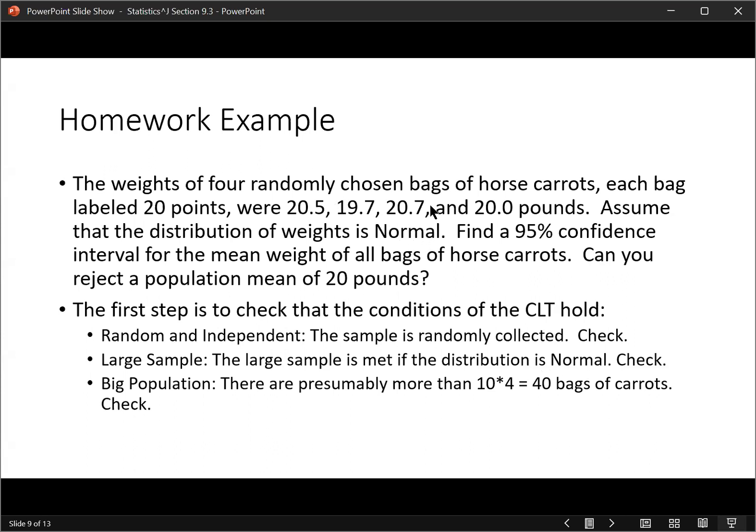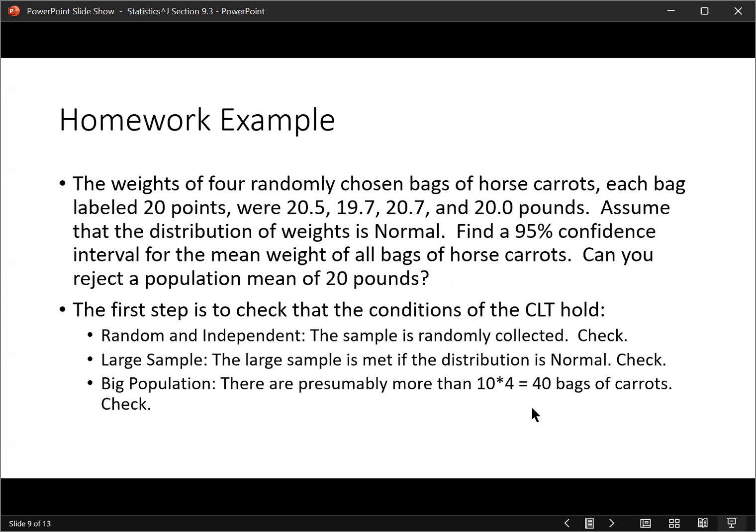So even though our sample size is only 4, we're still good because we're told that the distribution of original weights is normal. Okay, so watch out for that. If the original distribution is normal, then you do not have to have a sample size of 25 or larger.